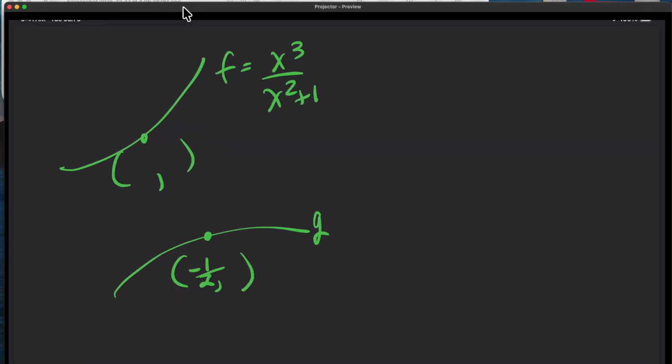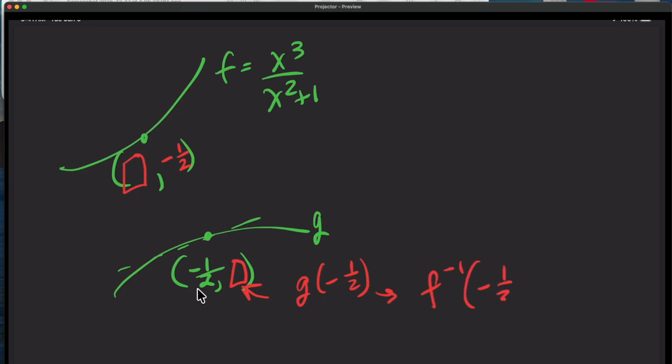Now they want to know g prime at -1/2. They want to know the slope of the tangent line when the input on g is -1/2. Well, that is tantamount to having the output of -1/2 on f. So our goal, folks, is to find this value, which is the same as this value. This value is g of -1/2. This value is the inverse of -1/2.